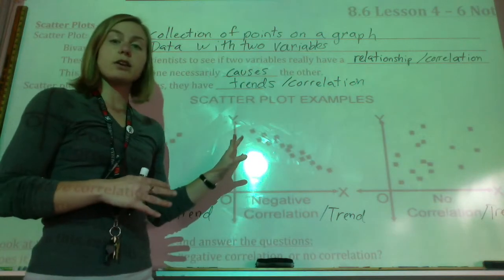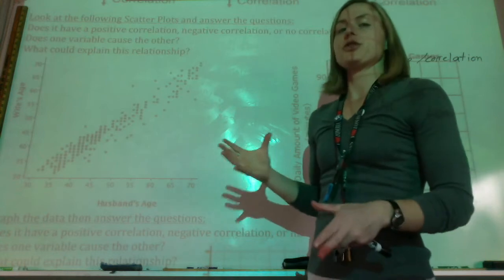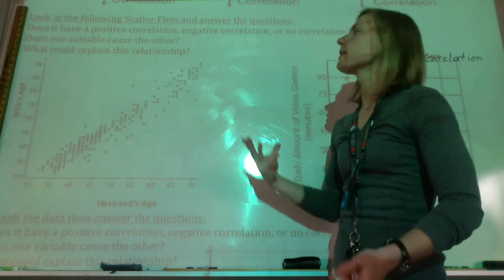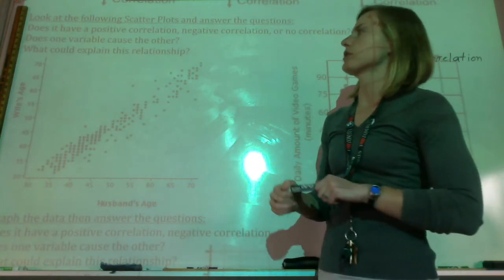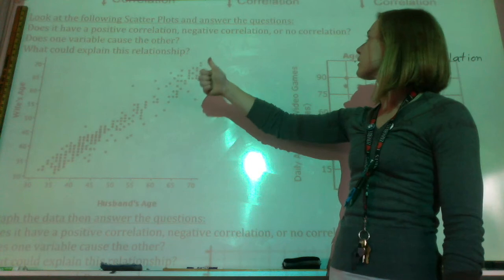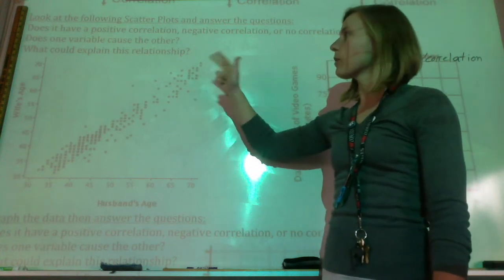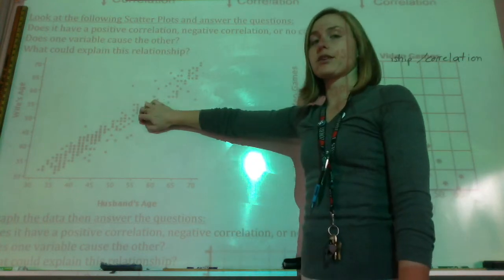So now let's take a look at some scatter plots and answer some questions about them. We're going to take a look at two different scatter plots and just look at what we see. So in the instructions it says, look at the following scatter plots and answer the questions. Does it have a positive, negative, or no correlation? Does one variable cause the other? And what could explain this relationship? So let's take a look at this first scatter plot.